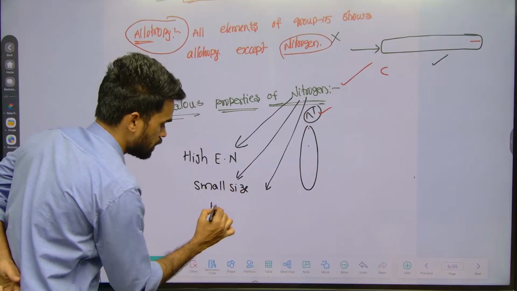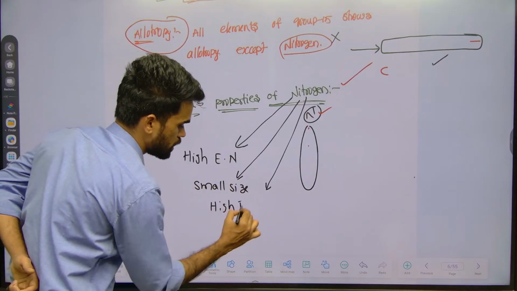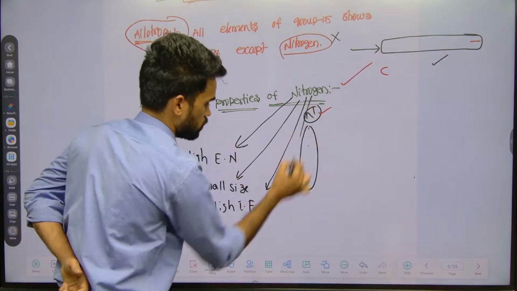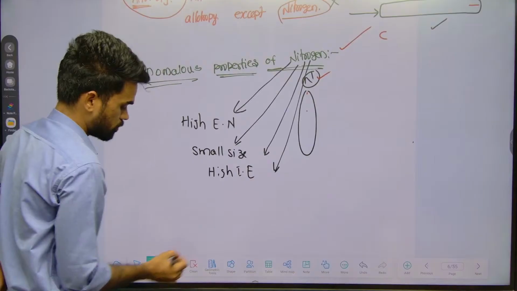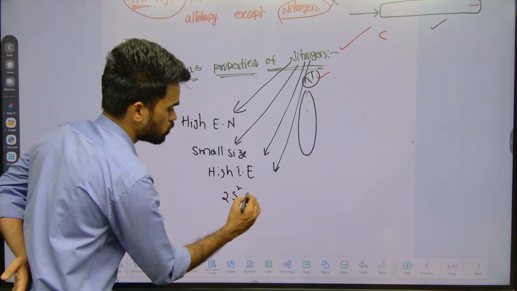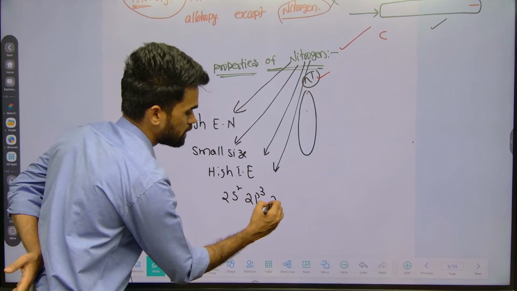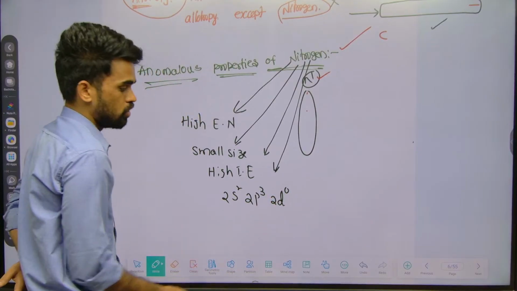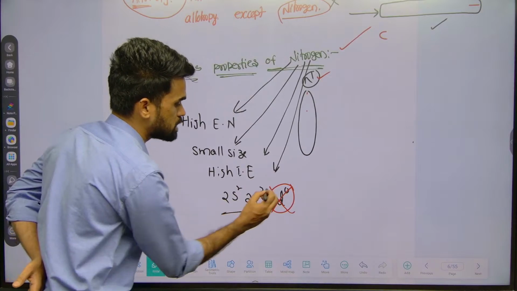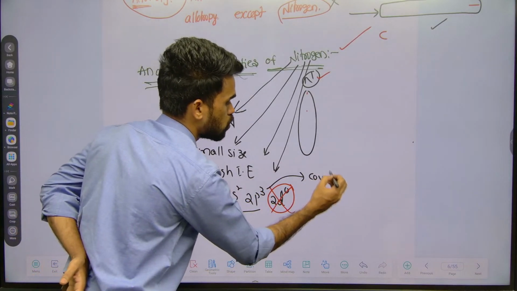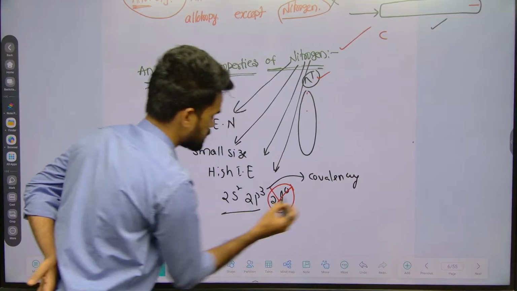The next reason is high ionization energy. And what about its electronic configuration? 2s2, 2p3. Do we have anything like 2d0? No. So due to this unavailability of d orbital, it can show maximum covalency. Covalency means how many orbitals are there in the valency.